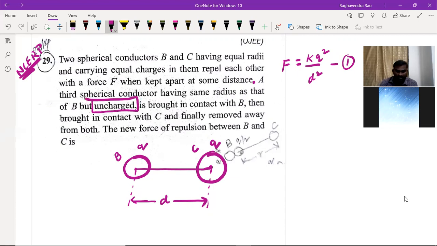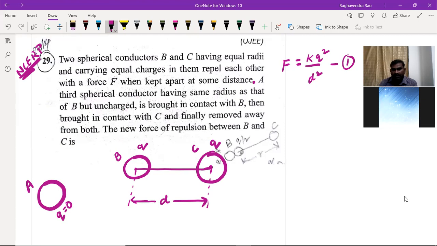But uncharged. That means this is another sphere, for example, which we can take as A. The size of all the spheres is the same, so the sizes of A, B and C are equal. But the charge on this one is 0. There is no charge on this. This is an uncharged sphere.